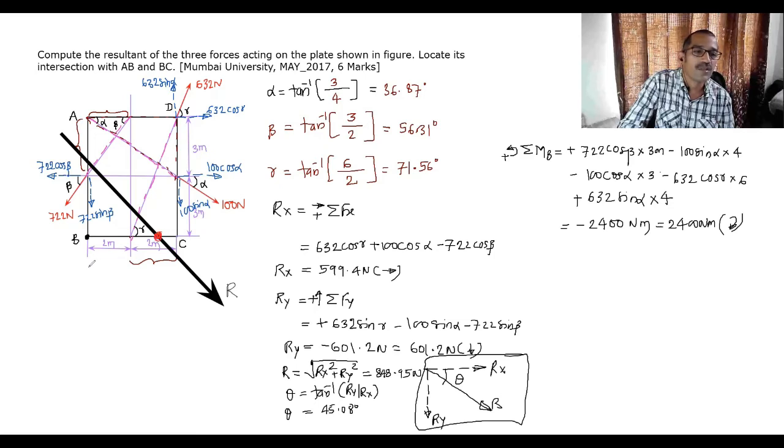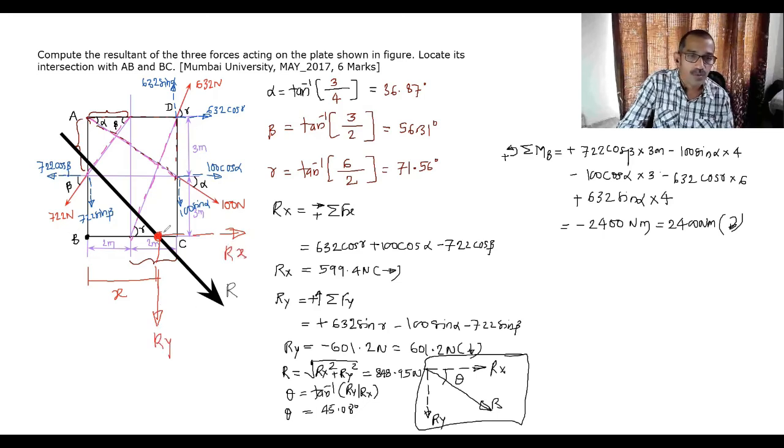To find this distance x, we will resolve R along the x axis and along the y axis. This component is Ry, this component is Rx. Moment of Rx about B is 0. Moment of Ry about B is clockwise. That means the moment becomes Ry into x.